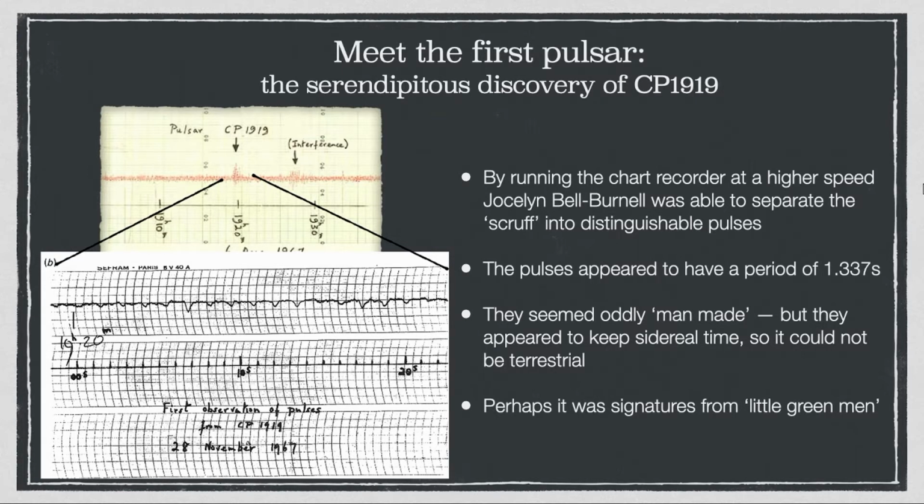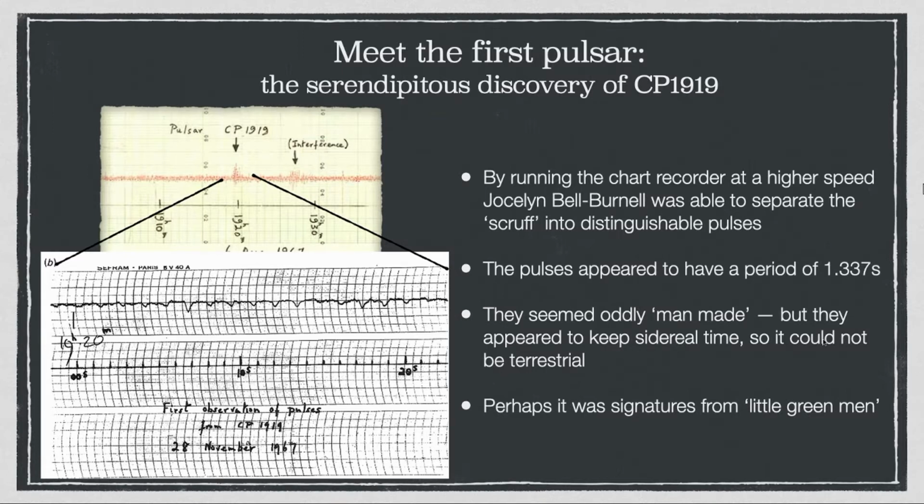And from the stretched out signal, it became clear that the pulses, you can see them here in the zoomed-in version, are spaced out very evenly. And to be precise, she measured that they had a spacing of about 1.33 seconds between them.